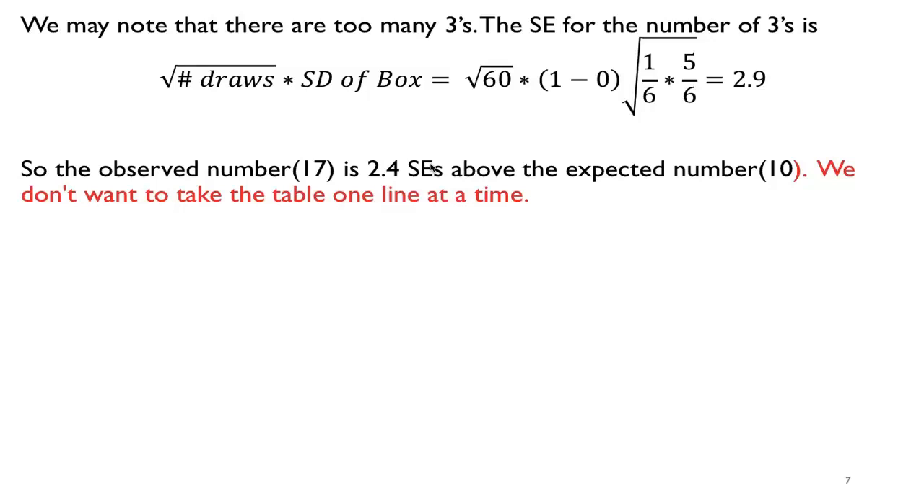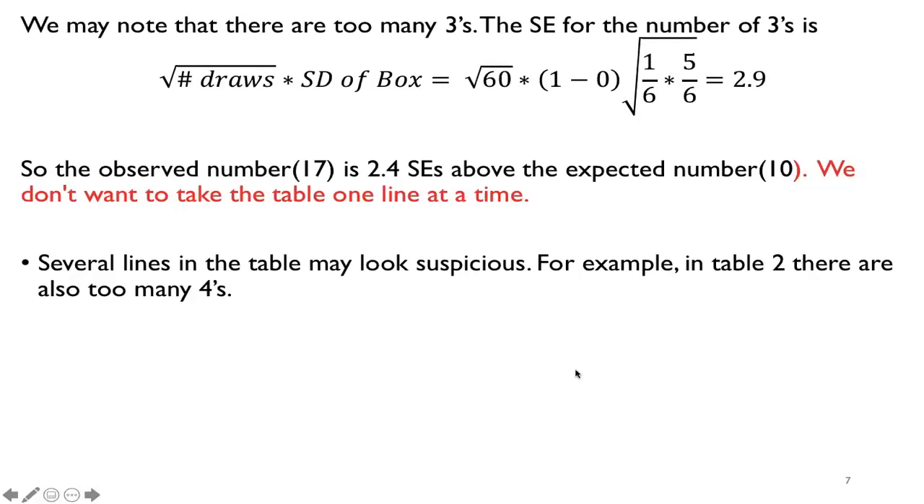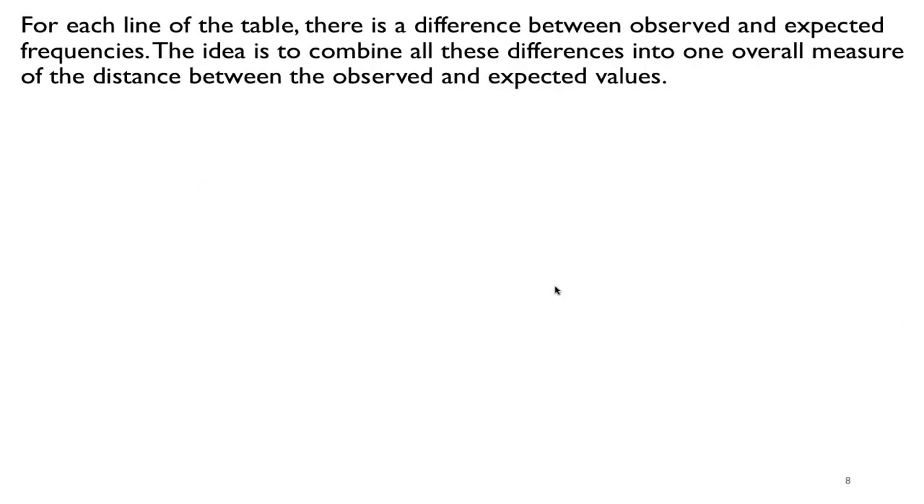So that's far away. However, we have to be careful that we don't look at one line at a time. Even though 17 is very far away from the expected value of 10, we can't look at 3 in isolation. We have to look at all 6. The reason is that even if the die is fair, there's a high chance that at least one of them will look suspicious. That's why we need to look at the whole table rather than just one line at a time.